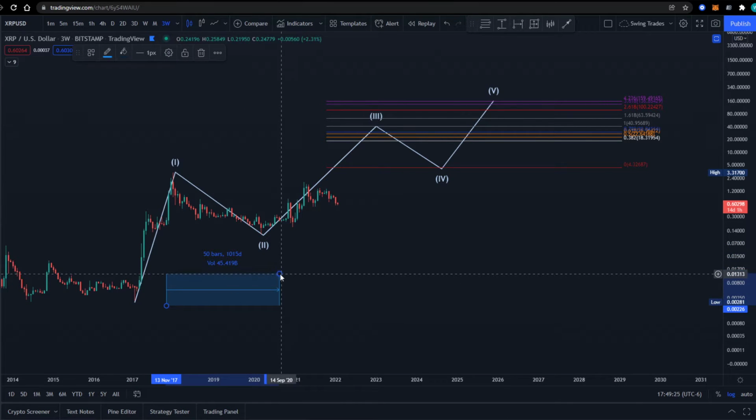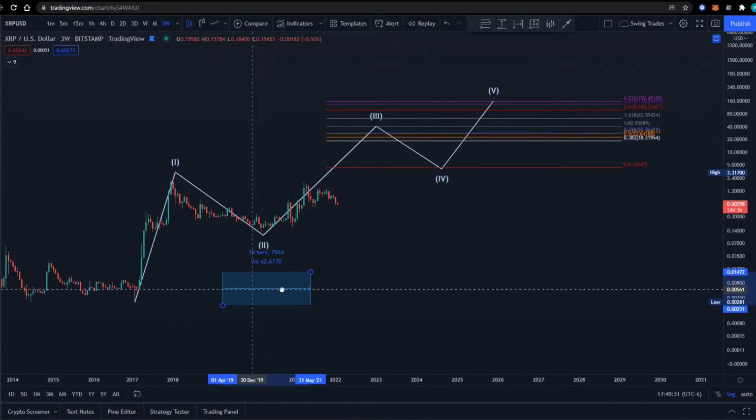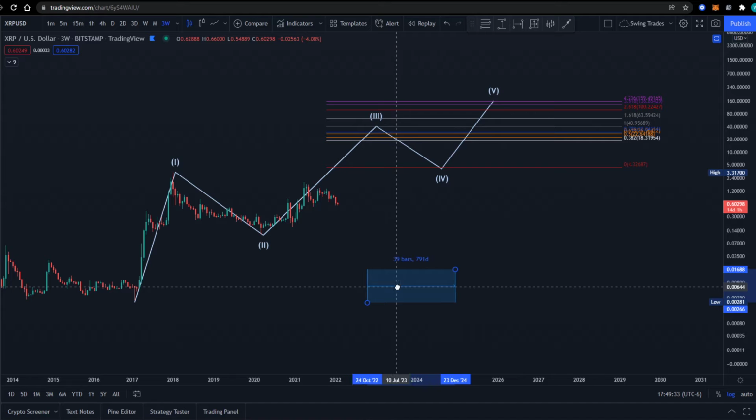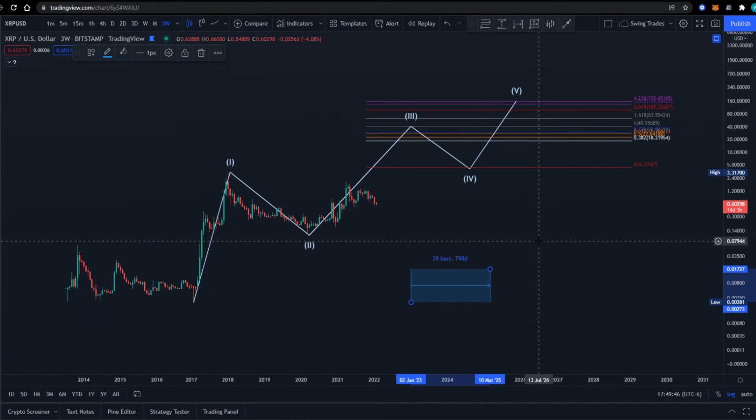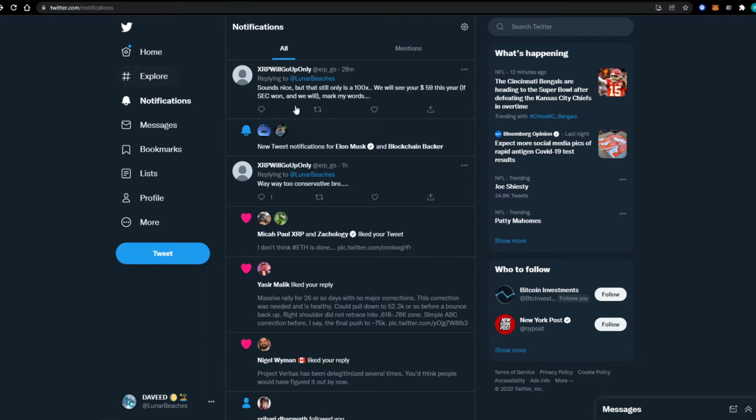Maybe let's check this one. Change that up. Now let's move wave 3 there, and we're still inside wave 4. We can push up for wave 5. $159. That would be insane. And that makes me wonder how.